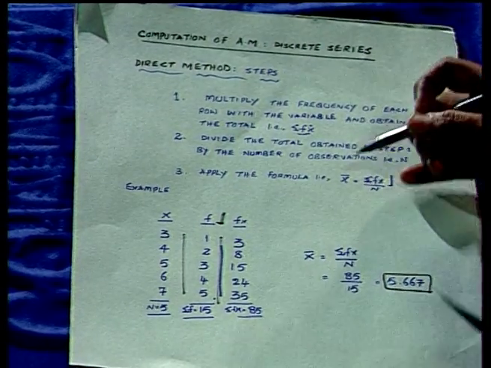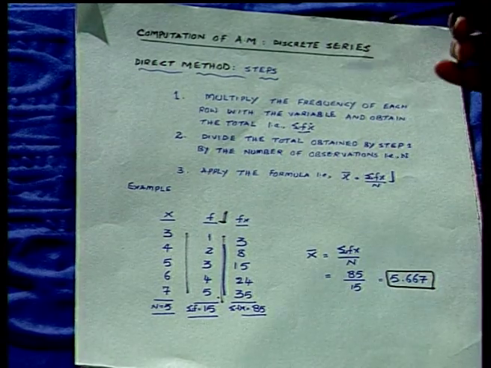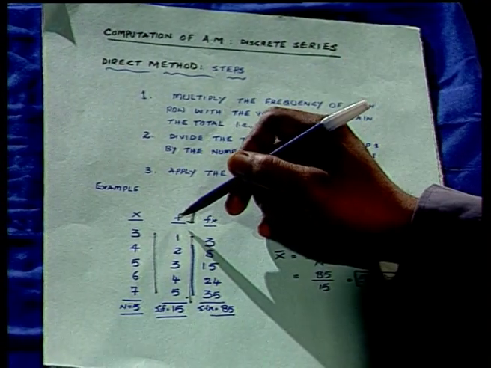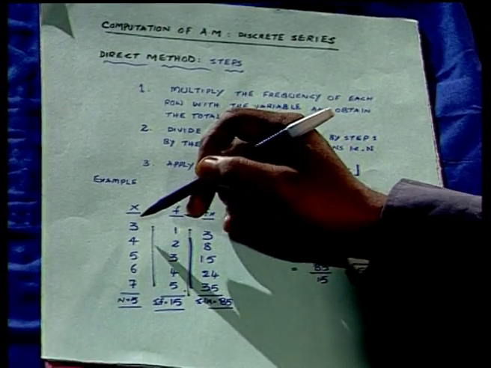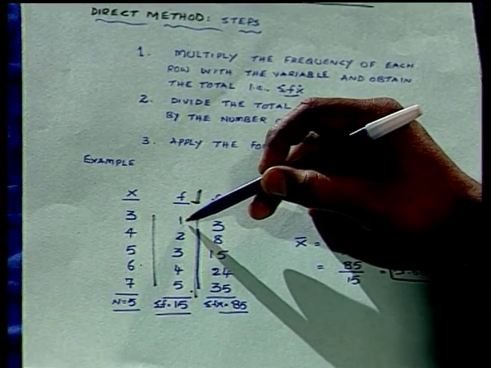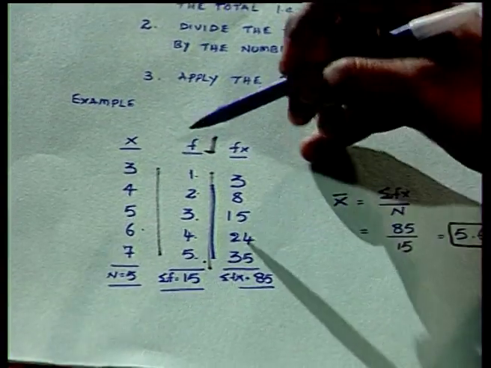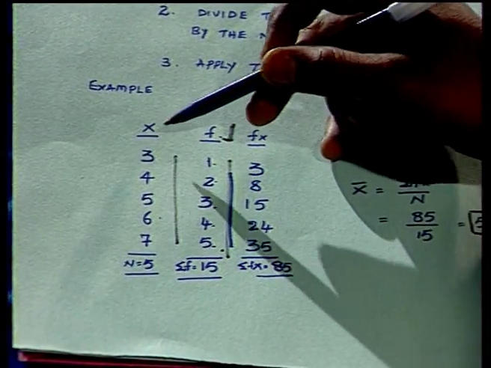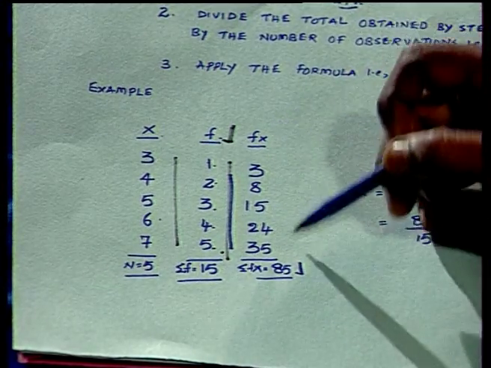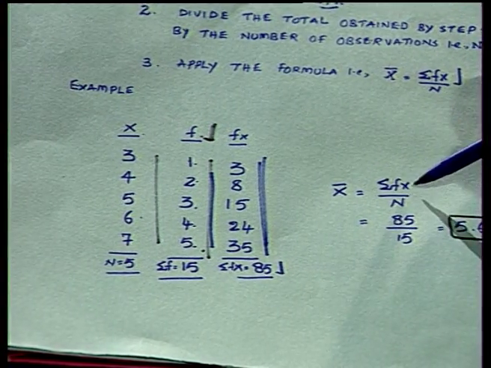We will try to understand the steps here. The first step, which is finding out the total of the variables by multiplying the frequency of each row with the variable, is you have to multiply the values of the variable given, 3, 4, 5, 6, 7, by the frequency given, which in this case is 1, 2, 3, 4 and 5. Then after multiplying f by x, we get fx, and when you add them up you get 85 for this particular case, and then you simply apply the formula, which is x bar is equal to sigma fx by n.